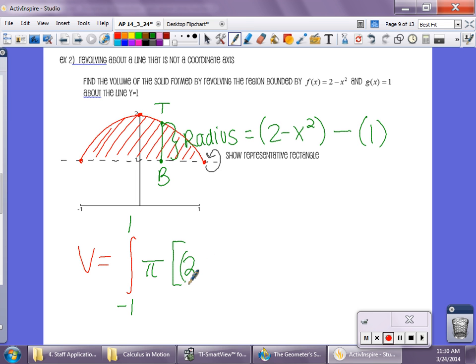I'm not going to even simplify it in terms of how I'm going to put it in here, but when you integrate, you can simplify it. So just like area, you're still doing your top minus bottom, right?